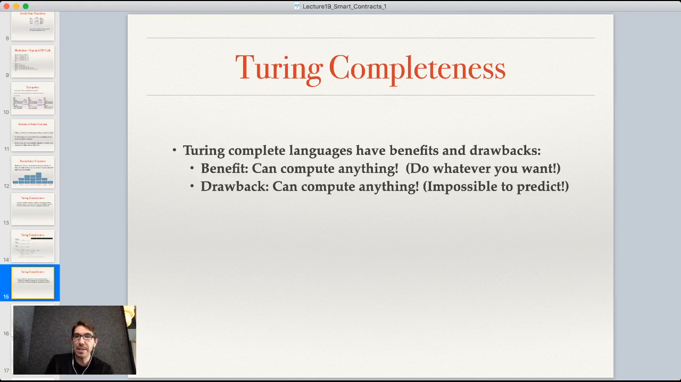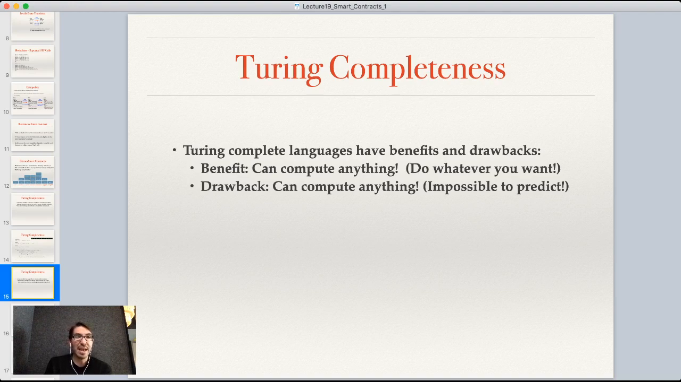So there are some benefits and drawbacks to having a Turing complete language. The big benefit, as I already mentioned, is that you can compute anything that any computer can compute. Sounds like Dr. Seuss or something. So the big benefit, you can do whatever you want. But the drawback is you can compute anything. It's impossible to predict perfectly what is going to happen without actually executing it, to predict this in all cases.